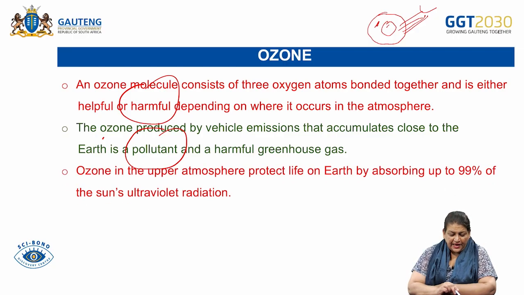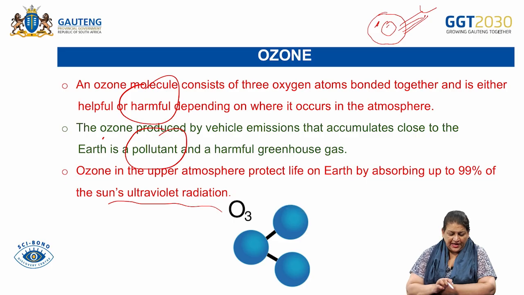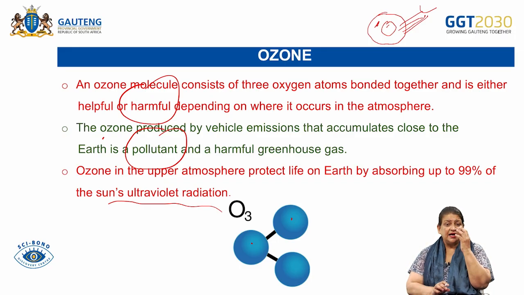So ozone in the upper atmosphere protects life on Earth by absorbing 99% of our sun's ultraviolet radiation. That's where the ozone is useful, above the Earth's atmosphere. And here is the structural diagram of ozone, made up of 3 oxygen atoms, and our chlorofluorocarbons destroy this ozone. Then you can have ozone depletion, where above Antarctica, from space, you can see the ozone having a hole and the ultraviolet light going through it and melting the polar caps.